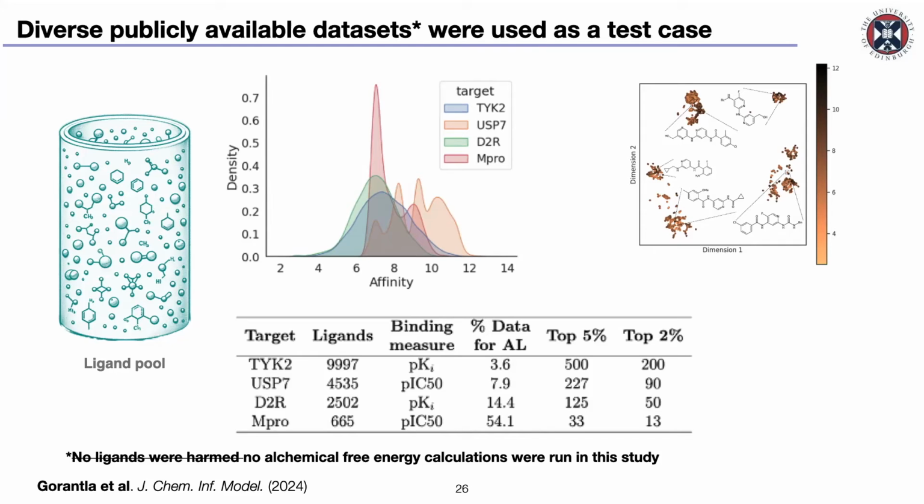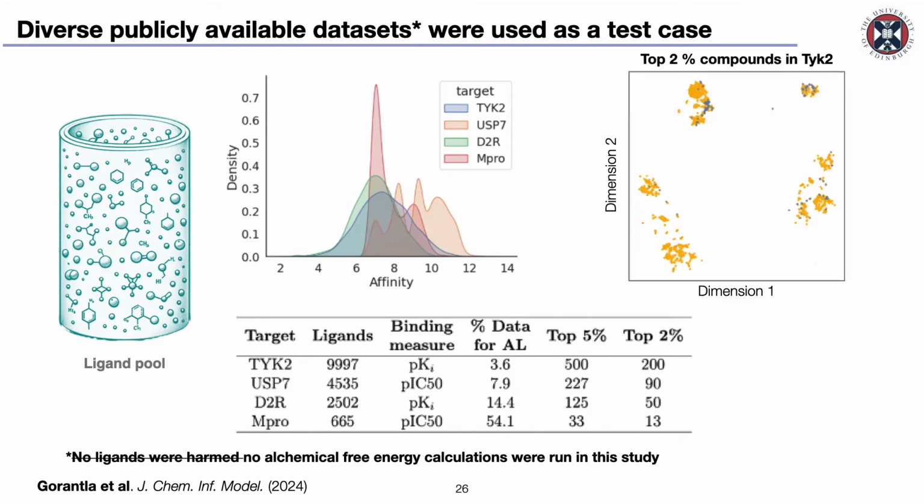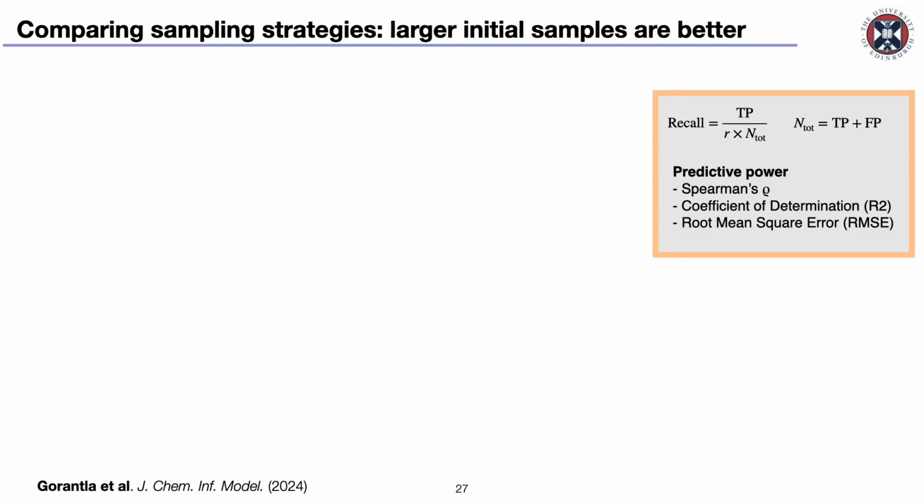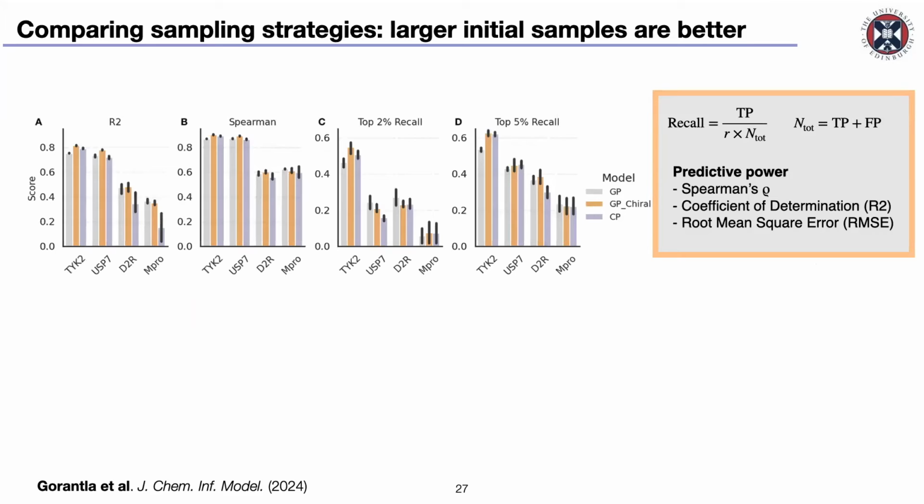I must admit, we didn't actually run any alchemical free energy calculations, so we just used the experimental data available because we had that data, so it was easy to do that. And here's an example of the top 2% of compounds in terms of affinity are distributed mostly up here and less down here. So the types of things we were looking at was recall, Spearman rank, coefficient of determination, and root mean square error. So there's a lot here. I think I'm going to probably focus in on R2 and top 2% recall.